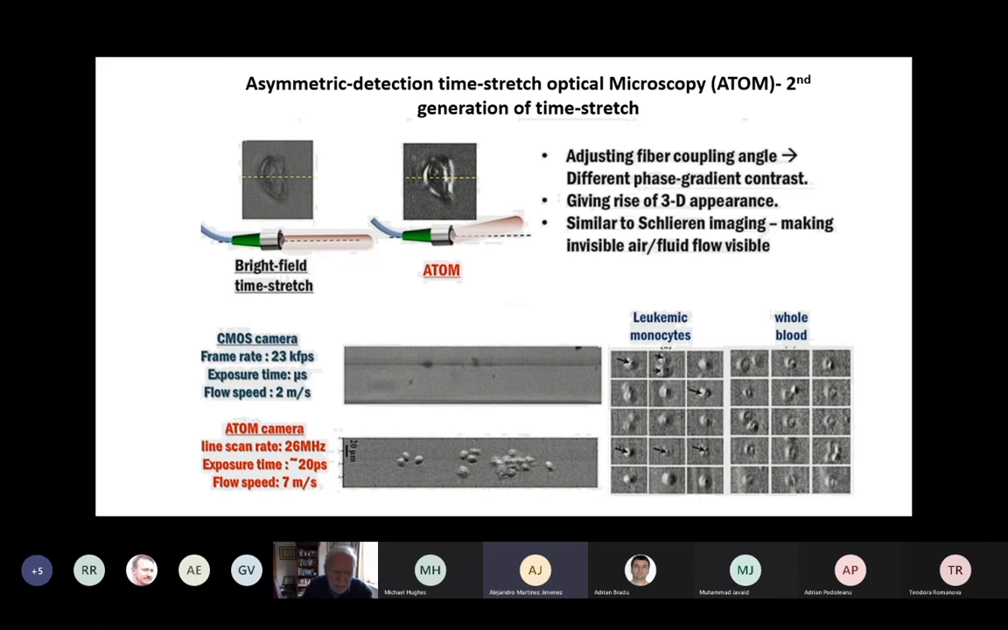And actually, the principle of ATOM is quite similar to Schlieren imaging, which helps us to visualize invisible air or fluid flow. So here is an example of a comparison of ATOM camera versus a CMOS camera, which operates at 23 kilo frames per second. And what you can see here is the microfluidic channel and the cells flowing inside, HeLa cells. And what the CMOS camera captured is just a blurred cell image. And in ATOM, we can see high contrast and also image each individual cell in the cluster.